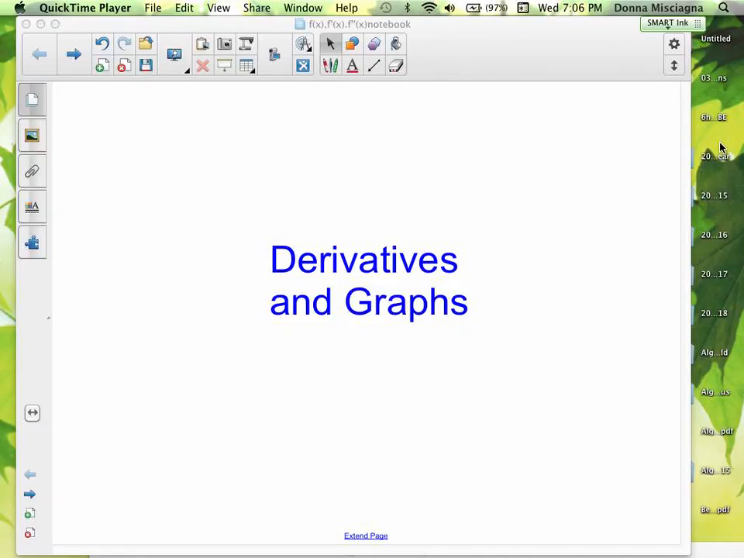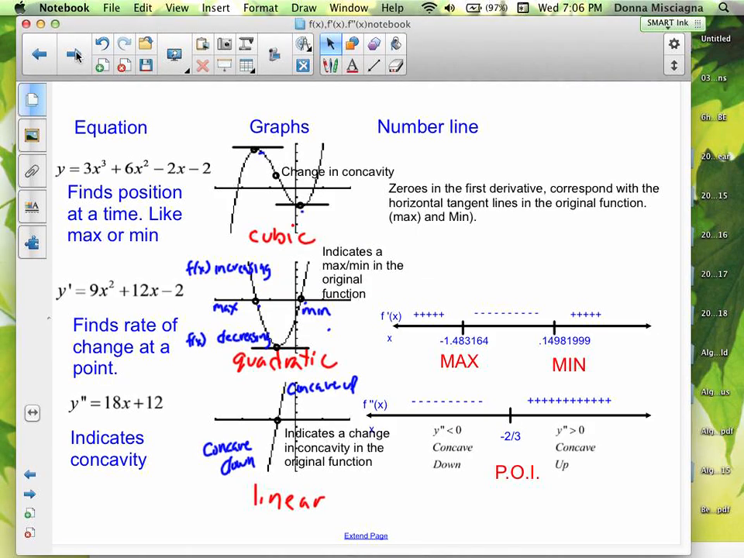In this lesson, we're going to be looking at derivatives and their graphs. Here I have three graphs. The first graph is the graph of y equals 3x cubed plus 6x squared minus 2x minus 2. It could be a position function. It's our function there.